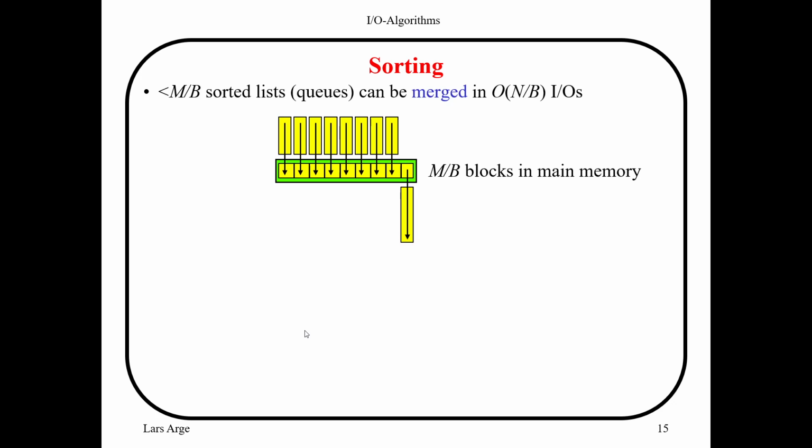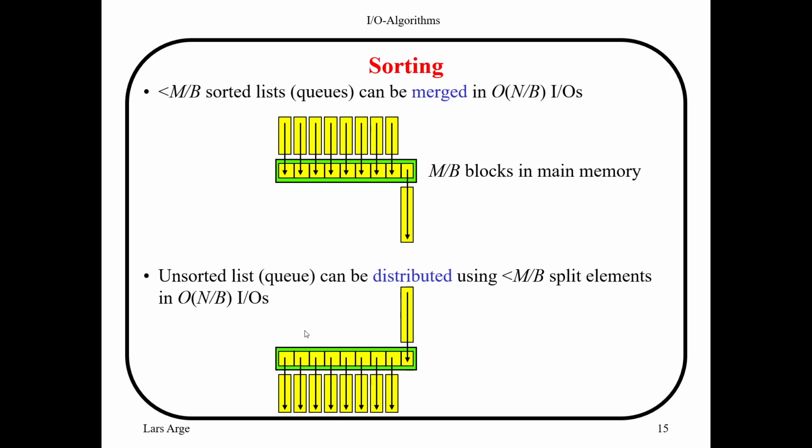And the next example is merging. The idea here is that we can merge M over B sorted lists in essentially O of N over B IOs. Again, I'm going to skip the details of this. We're going to look at the details in the exercise classes.